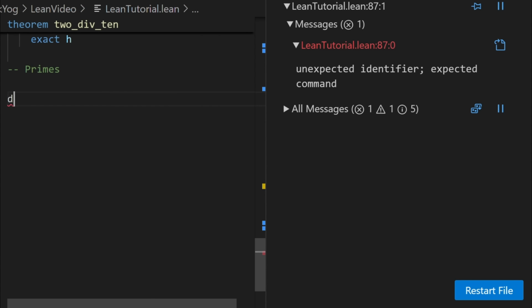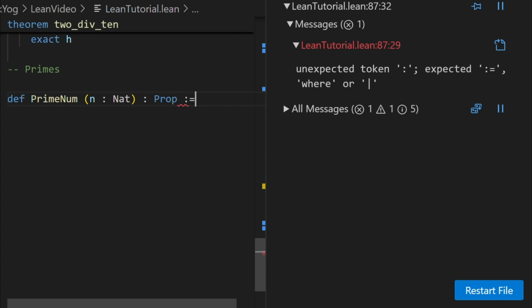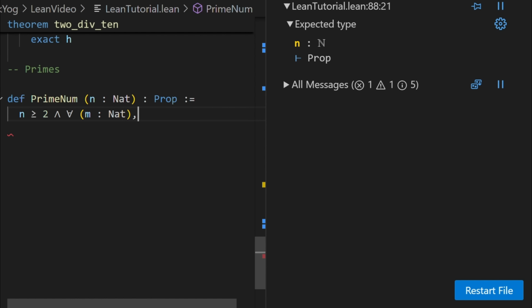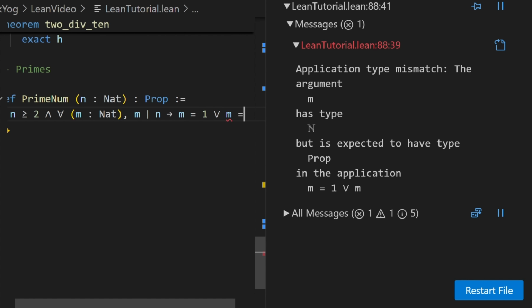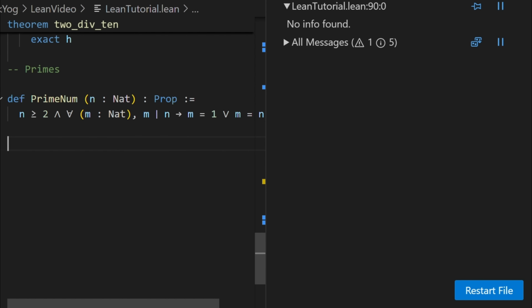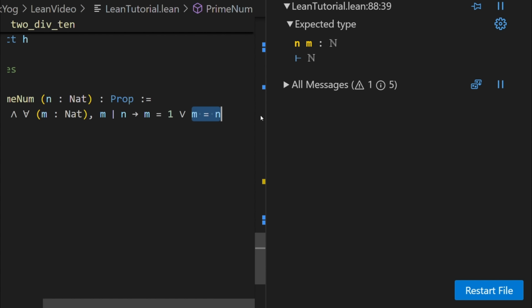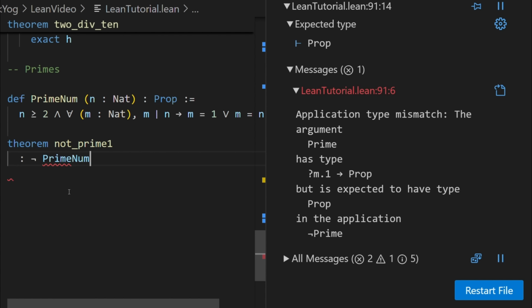Let's now define our own PrimeNum. Def PrimeNum, given a natural number n, is a proposition that is defined as n greater than or equal to 2 and for all m of type nat, m divides n implies m equal 1 or m equal n. That is, if any number m divides n, it must be 1 or n itself. Let's try to prove theorem not prime 1, a proof of not PrimeNum 1.